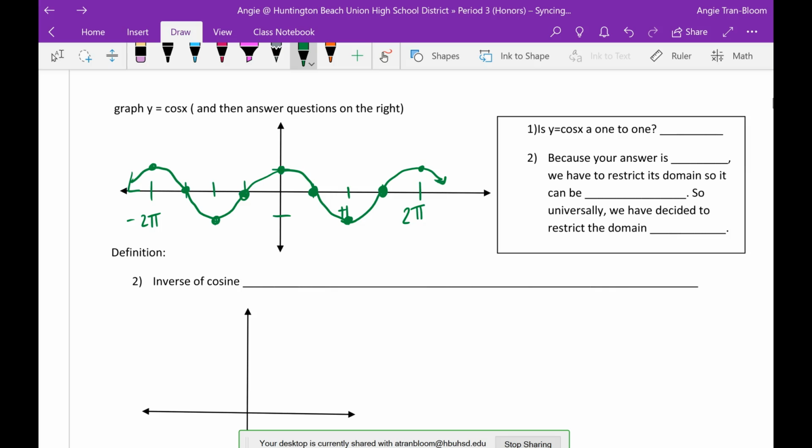So again, is this a one-to-one class? No, because you said no. We have to restrict its domain so it can be a what? It's a one-to-one function, okay? Why don't you in your group agree or disagree or argue over where you want to chop off? That's what we use.